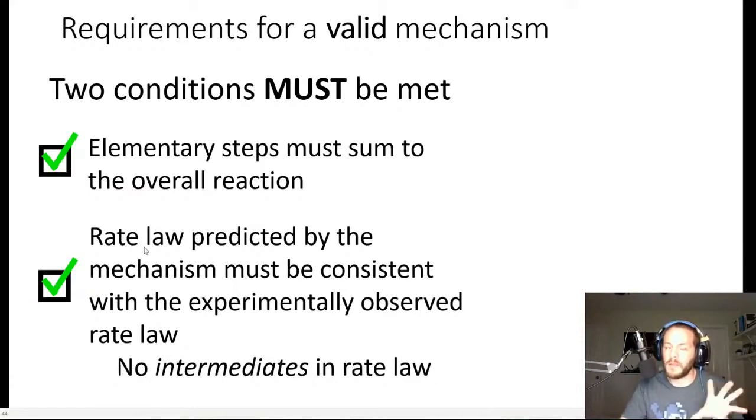So again, the rate law being predicted by the mechanism being consistent with the experimentally observed rate law, basically that just means that you can't have intermediates in the rate law. And so we're going to see how this works when we do a couple of examples.